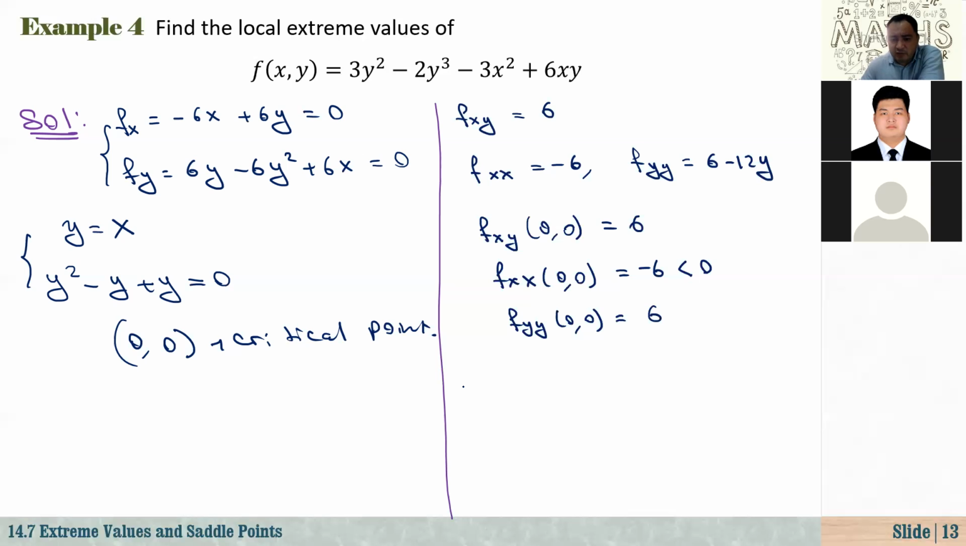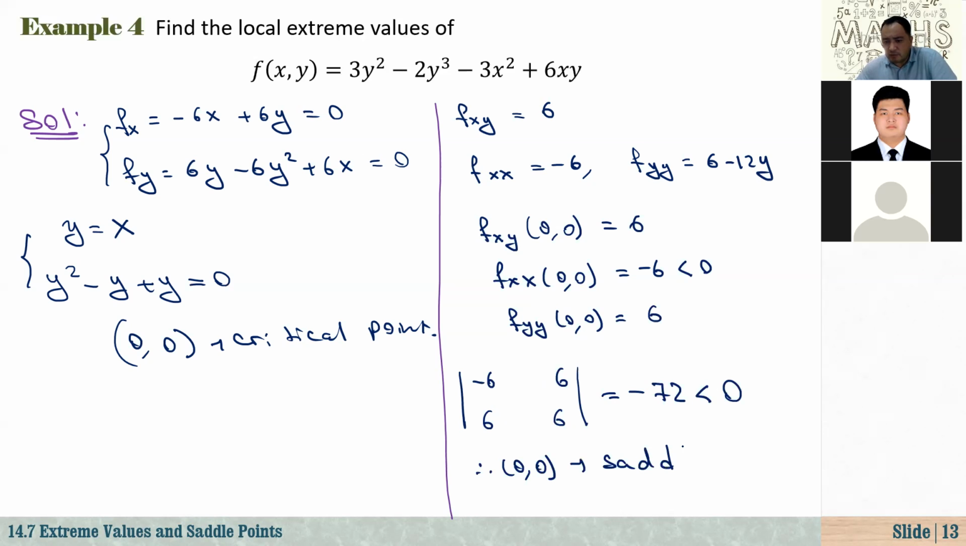So now if you evaluate this Hessian determinant, fxx is minus 6, fxy is 6, fxy is 6, and fyy is 6. So that is equal to minus 36 minus 36, that's equal to minus 72. Which is less than 0. So if it is less than 0, then the given critical point must be a saddle point.